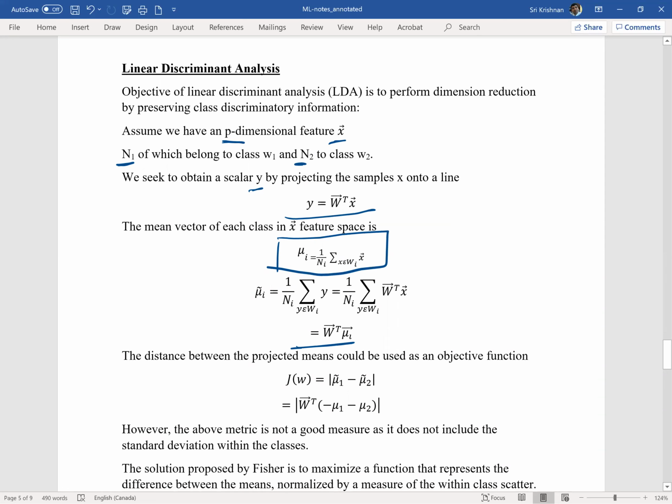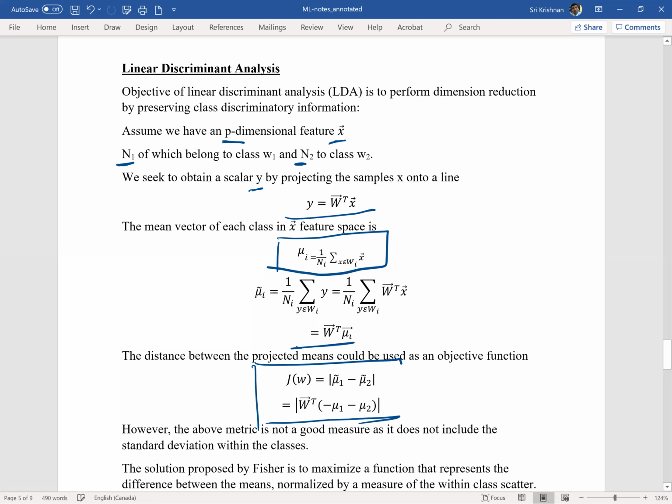Now the idea is to find out the distance between the two means. So in LDA, the principle is to make these two means as far apart as possible. Separate the means as much as possible, and that's what is done in the next step, by basically trying to separate the means by taking the difference. So that has become the objective function.